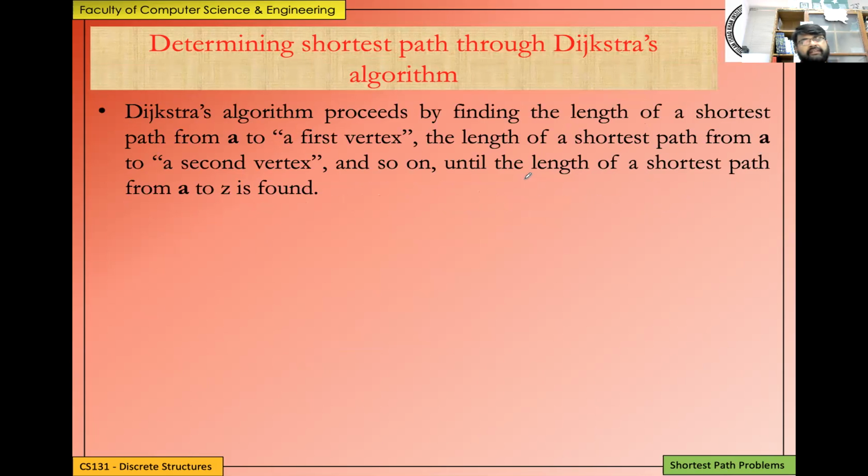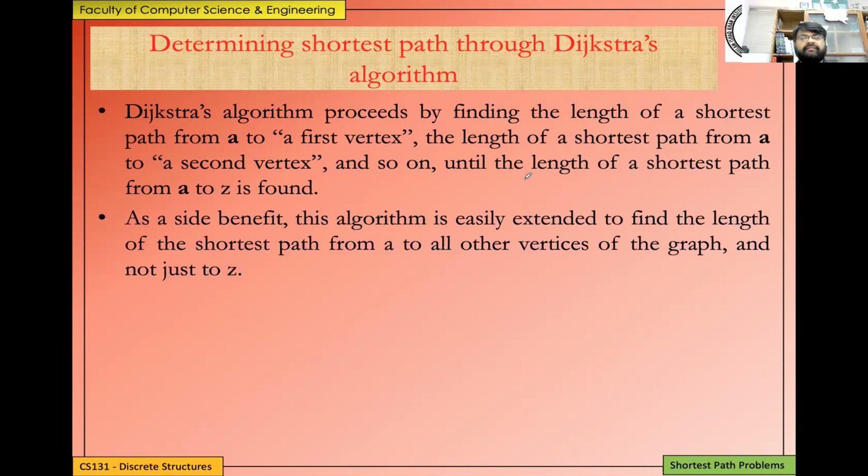Another algorithm that we will probably need is Dijkstra's algorithm. In Dijkstra's algorithm, the idea is simple. We proceed by finding the length of a shortest path from A to a first vertex, then the length of the shortest path from A to a second vertex, and so on until the length of the shortest path from A to Z is found. From A to each other vertex, we find the first shortest vertex, second shortest vertex, and so on until finally we reach Z, right?